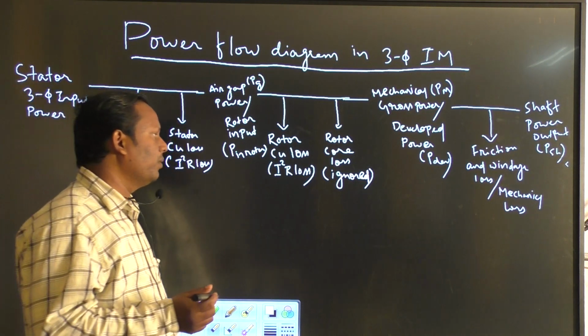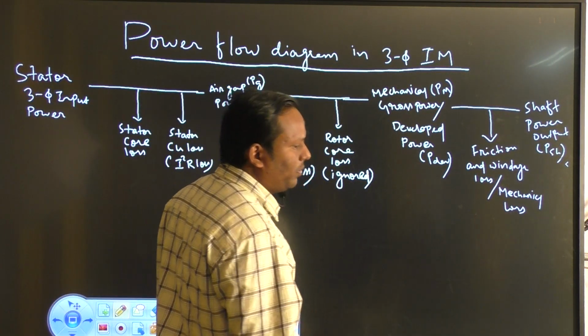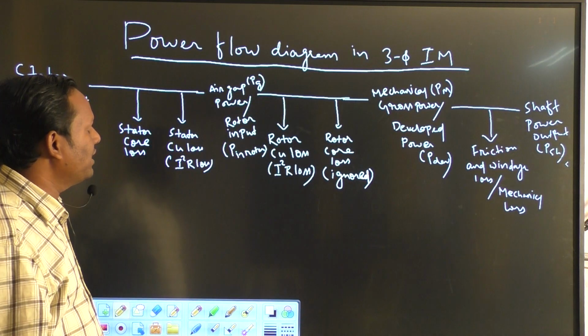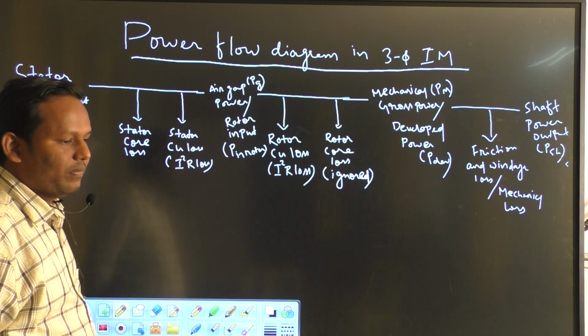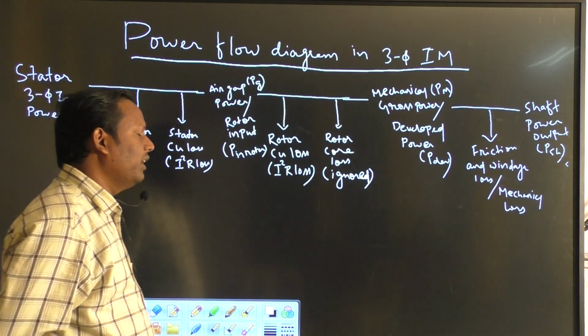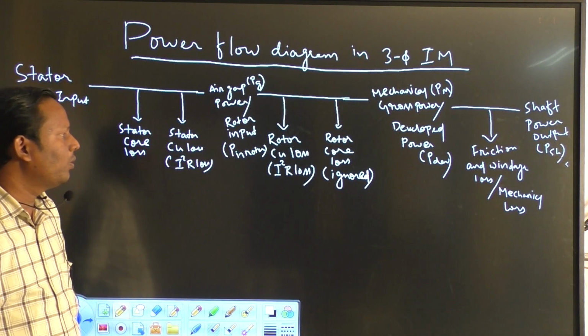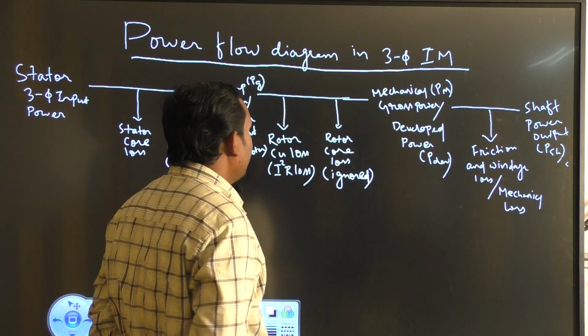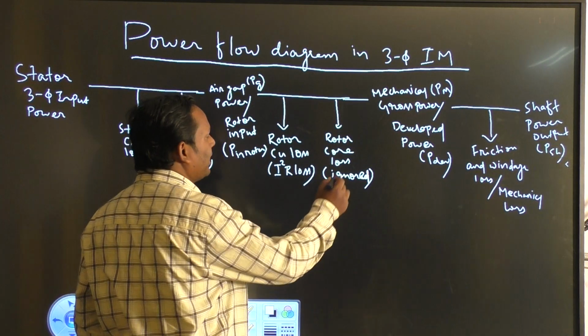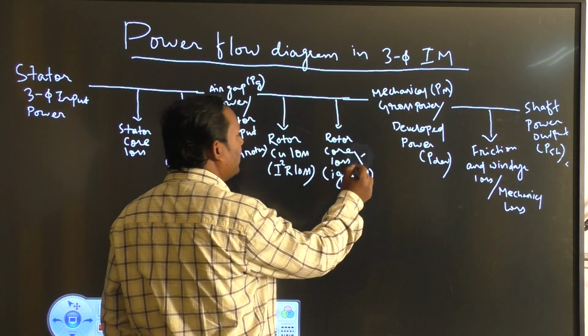Then after the rotor copper loss, rotor core loss will occur, but that is ignored. It is very small, because core loss is directly proportional to frequency and frequency square, and the rotor frequency is very small, as rotor frequency is S into F, and S is very small in running condition. So the rotor core loss is ignored.